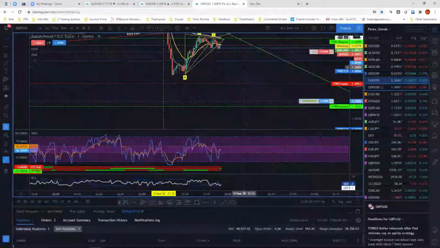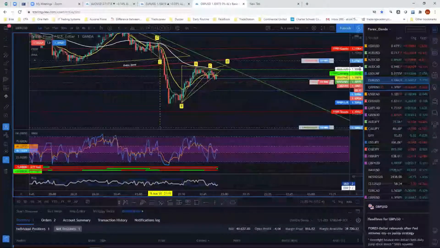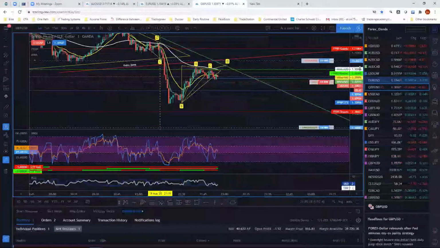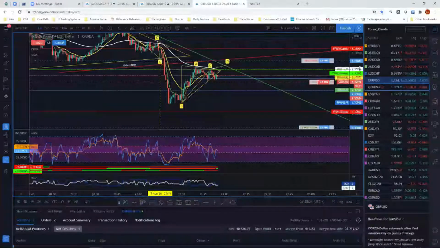Again, like I said, there's not a lot of volatility this time of night. Most of the time you'll get some setups at this time, but they won't really materialize until sometimes 1, 2, 3 o'clock in the morning, East Coast time.